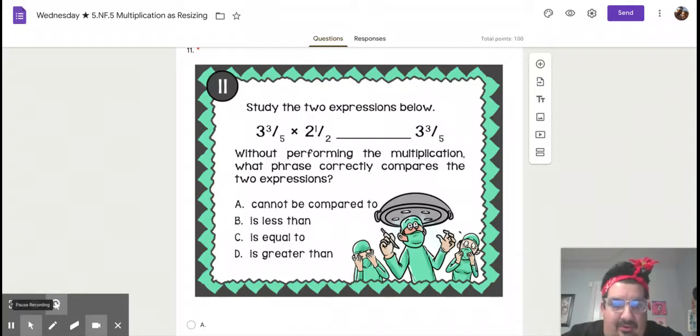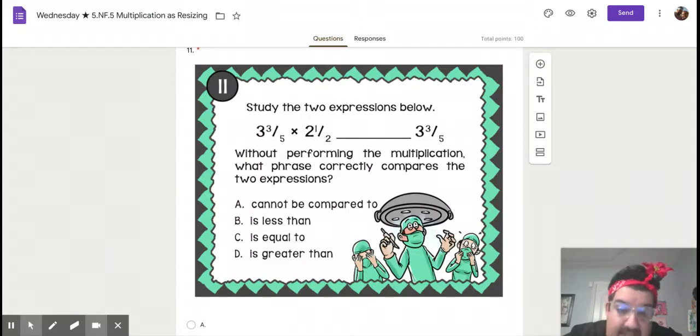I'm not going to bring up my whiteboard because we did that yesterday, but we can look at it together. So we're looking at 3 3/5 times 2 1/2. Is that going to be more or less than 3 3/5? Well, we're going to take these two out, and now we're looking at 2 1/2. Now I'm going to ask you this. Is 2 1/2 more or less than 1? It's more, right? Yeah, because 2 is more than 1. 2 is more than 1, for real.